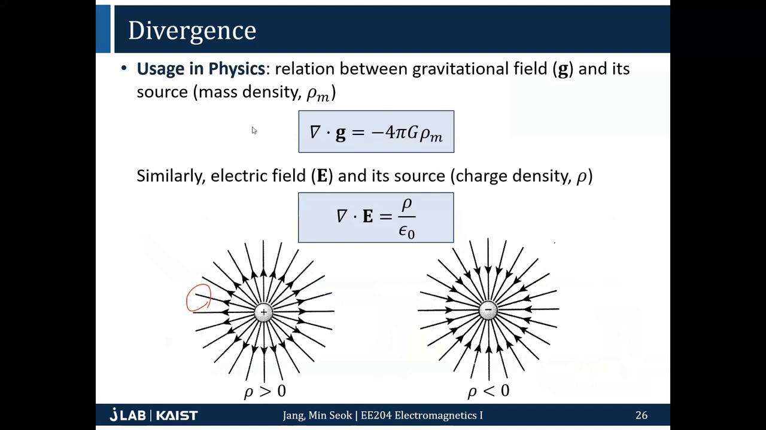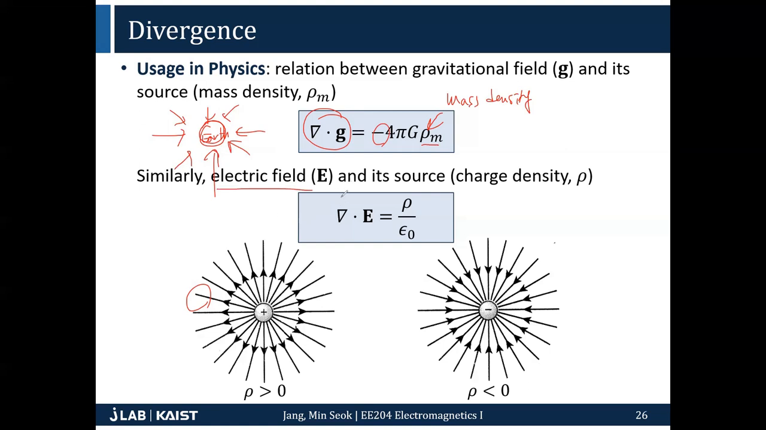Okay, so how do we use it in physics or in electromagnetism? Divergence connects the force field and its source. Take the example of a gravitational field. Everyone knows that mass creates gravitational force, right? So this rho m is a mass density. And then you have a diverging gradient of the gravitational force field. Let's say you have the Earth here and a gravitational force field like this, which kind of makes sense, right? Because you have a negative sign, it's not diverging, but rather attracting.